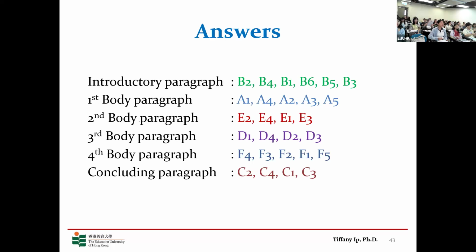So actually, this is a 6 paragraph structure. Introduction, 2 body paragraphs on the benefits, 2 body paragraphs on the other side, and then conclusion. I will analyze each paragraph with you together.